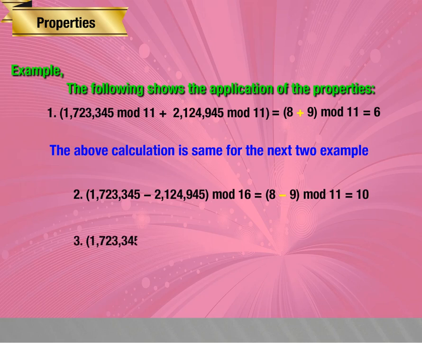3. 17,23,345 into 21,24,945 mod 11 is equal to 8 into 9 mod 11 is equal to 6.